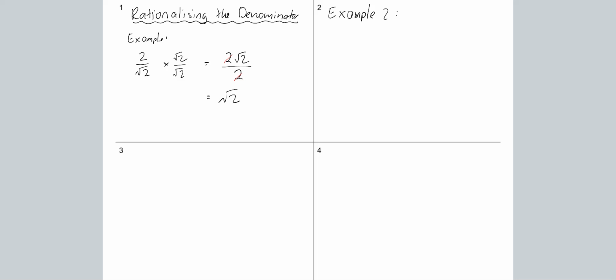Example 2, if I had 3 on 2 root 2, then I don't have to multiply it by 2 root 2 on 2 root 2, I just multiply it by the root 2 bit. If you prefer just to write root 2 over root 2, that's okay as well. It's whatever you do normally for equivalent fractions. I tend to write it like that because it reinforces that all I'm doing is multiplying by 1. So that will be 3 root 2 over 2 times 2, which is equal to 3 root 2 on 4.